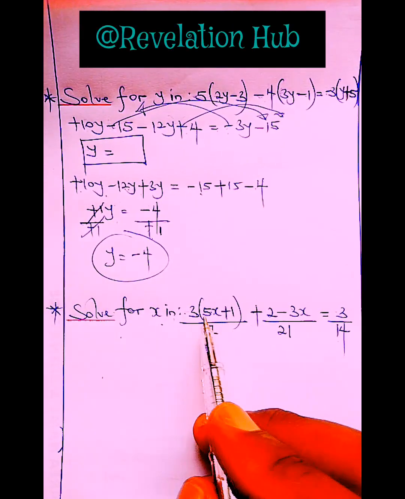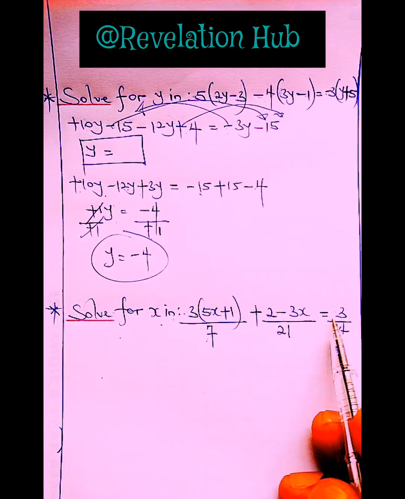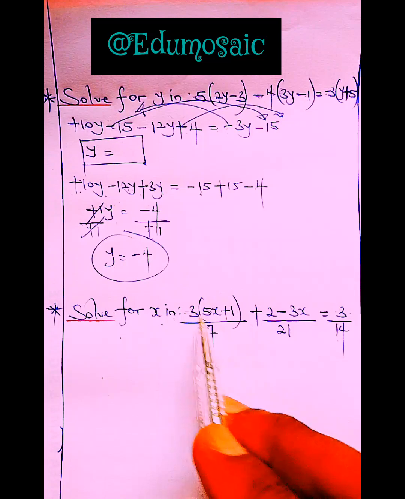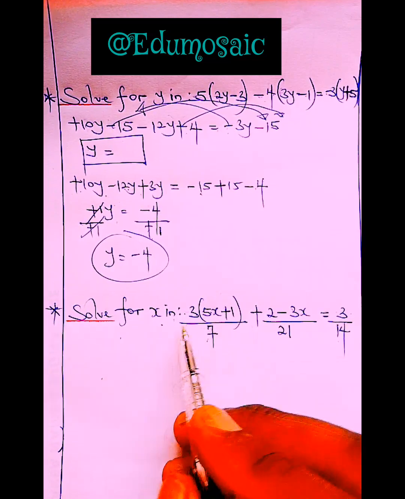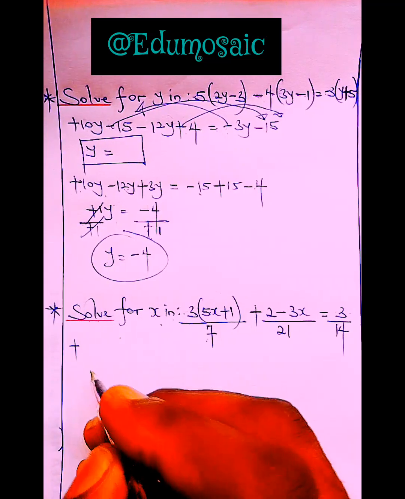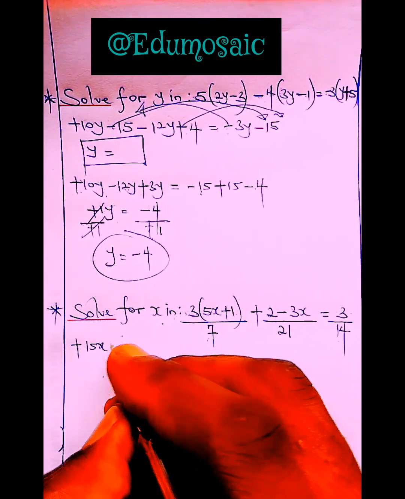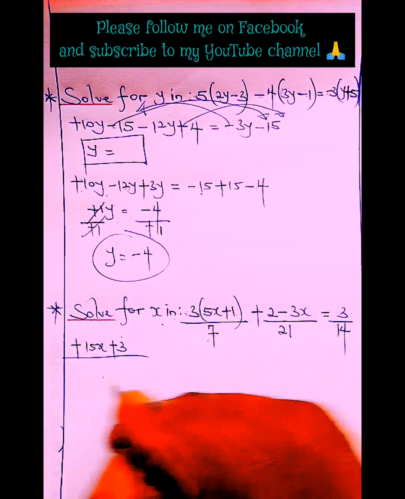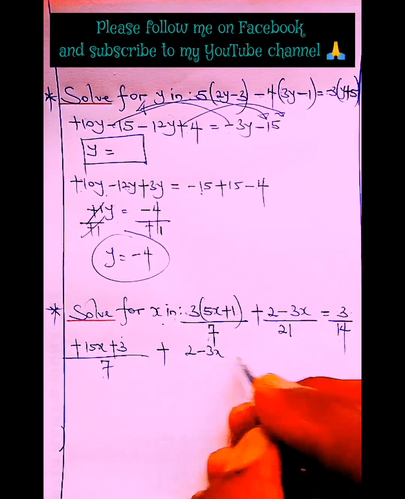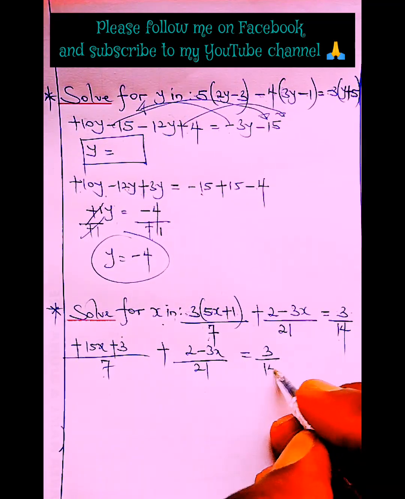So this is plus 3 over 7 times 5x plus 1, plus 2 minus 3x over 21 equals 3 over 14. Right here we have our 3, so we have to open up this bracket. We just have one bracket to open up. So plus 3 times plus 5x, plus and plus is plus, 3 times 5 is 15. Plus 15x plus 3 times plus 1 will give us plus 3 over 7. Then plus 2 minus 3x over 21 equals 3 over 14.